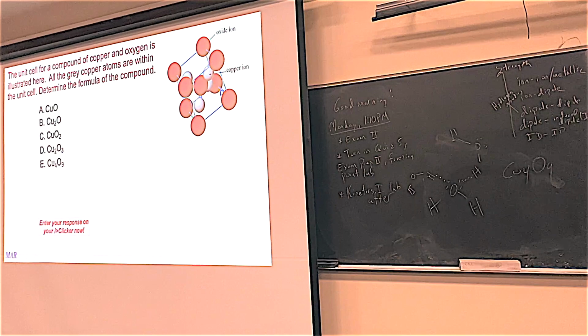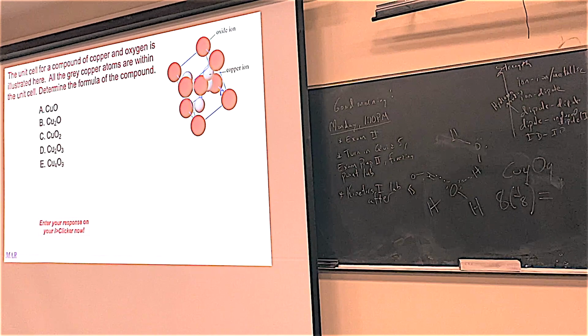So 1, 2, 3, 4, 5, 6, 7, 8. Those 8 oxygens are 1/8 inside the cell, and 7/8 of them belong to other unit cells. So they represent just 1 oxygen, okay? Those corner ones are 1/8 inside. If we had a face atom, which would be like right there, that would be half in the unit cell, like a face-centered cubic, but we don't have any of those in this problem.